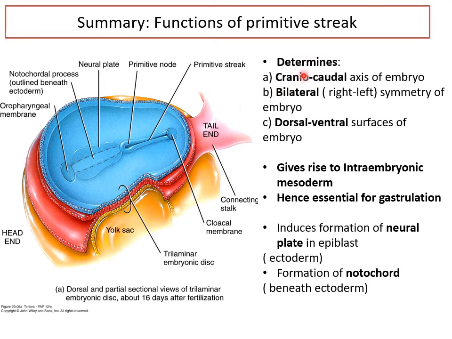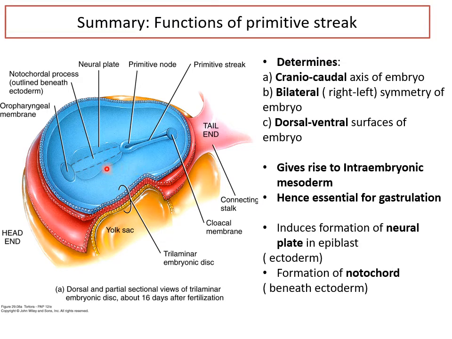So what are the functions of the primitive streak now? As I said, it determines the craniocaudal axis. It determines the bilateral symmetry of the embryo because it appears in the midline, and it also determines the dorsoventral surface of the embryo because now ectoderm is dorsal and the cells migrate ventrally. So whatever is down is ventral to the epiblast. So dorsoventral orientation is determined in the embryo, and it is the source of the intraembryonic mesoderm, so it is important for gastrulation. It induces the formation of the notochord beneath the ectoderm, and lastly we are going to study now how it induces the formation of the neural plate in the ectoderm, which is that plate labeled in the figure. So is that clear so far?